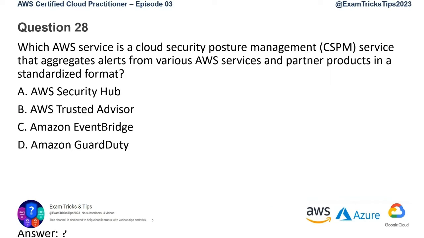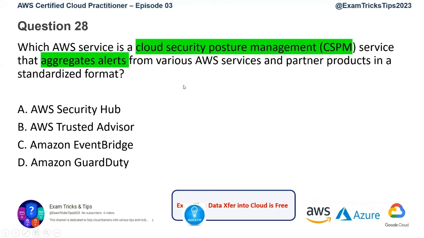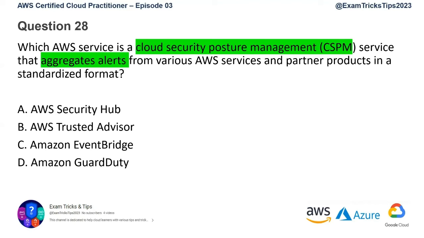Question number 28: Which AWS service is a cloud security posture management service that aggregates alerts from various AWS services and partner products in a standardized format? Please read through the question if this is a specific area of knowledge and highlight your keywords. Hope you have read the question and highlighted the keywords. So what do we have here as keywords? Essentially, we are looking for a security posture management service which can aggregate alerts. Let's go through the options one by one and see which is the correct answer.